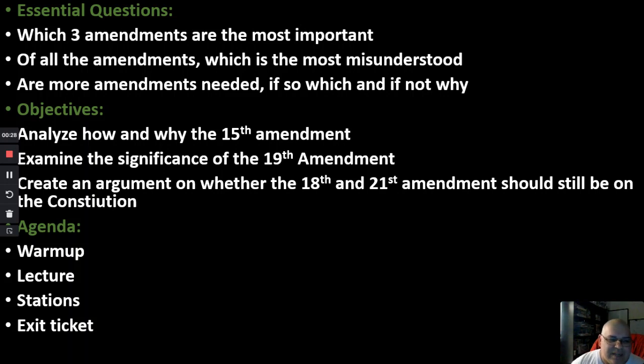So we're going to analyze how and why the 15th Amendment happened, what it's for, things like that. We're going to examine the significance of the 19th Amendment and create an argument on whether the 18th and 21st Amendments should still be in the Constitution.